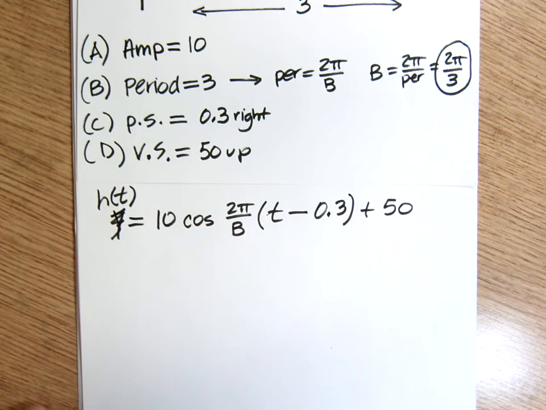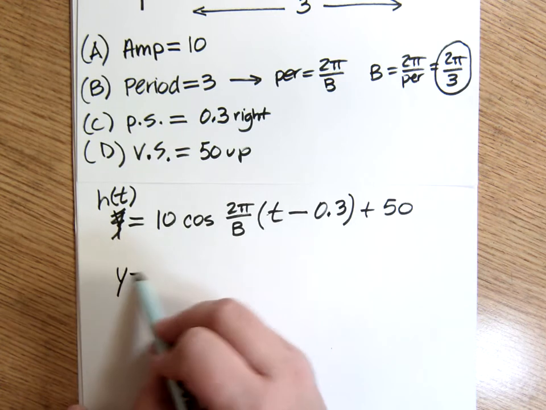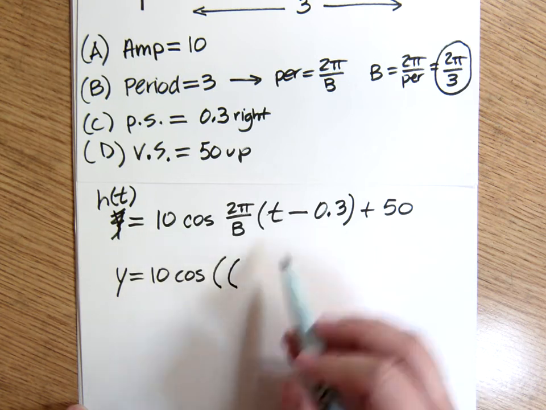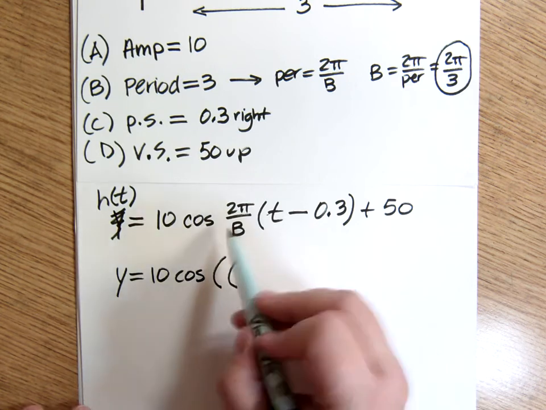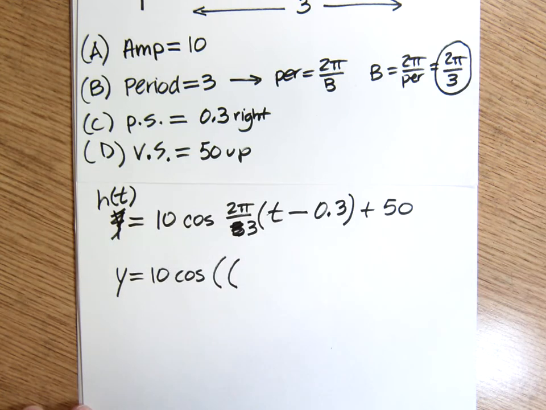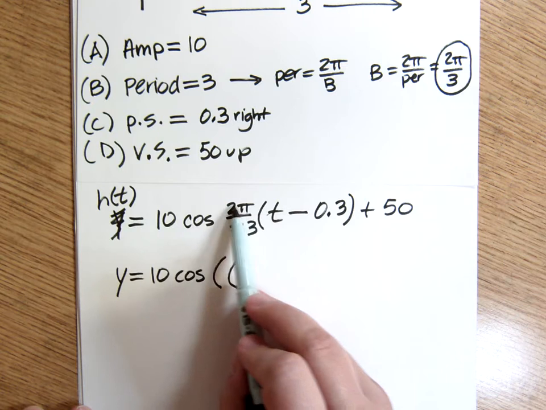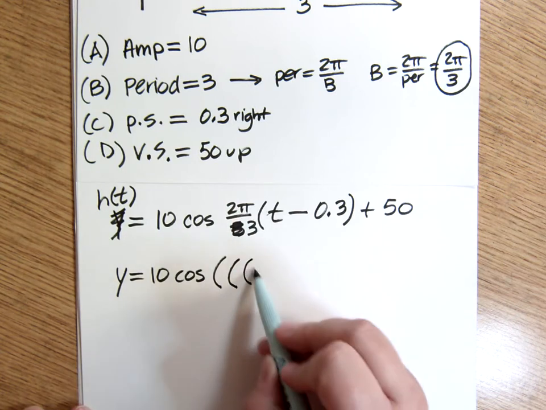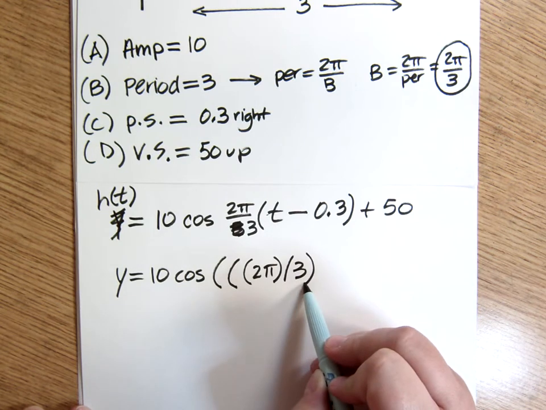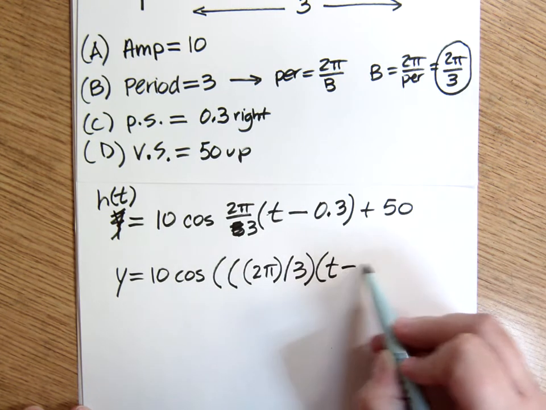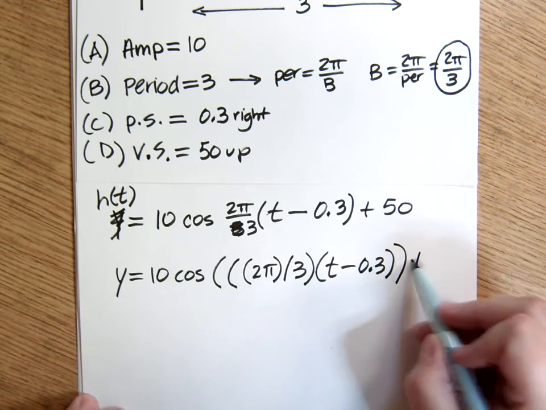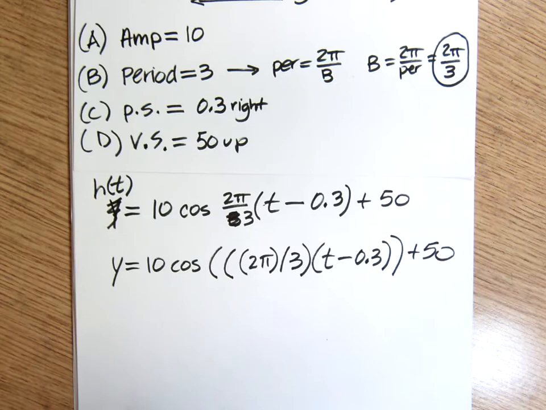So I'm going to type this in my calculator, and here's how I'm going to type it in. Y equals 10 cosine, parentheses, parentheses. Now this one, I'm going to go a little crazy. That's not b, sorry, that's 2/3 pi. I'm going to go a little crazy, and because my fraction has a product on top of it, I'm going to even put that in parentheses. 2 pi divided by 3, close parentheses, times t, or x, minus 0.3, and then close parentheses. And this is how I'm going to input it.